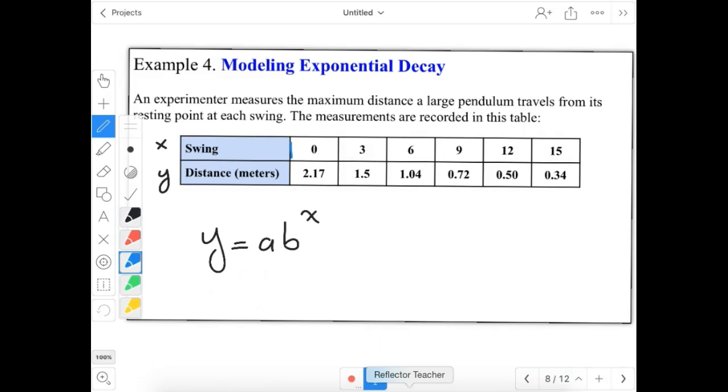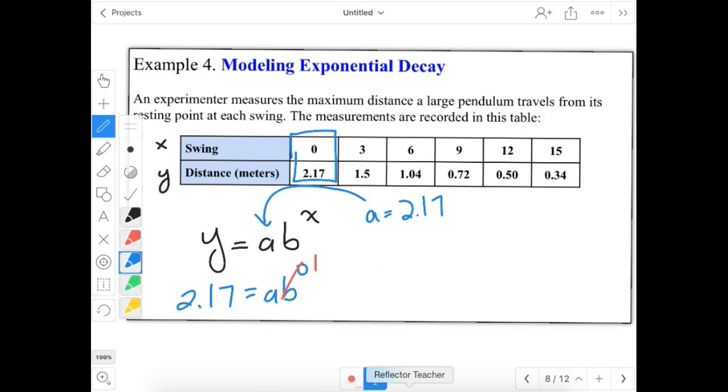So I'm going to always use that initial value. The reason is that I know that anything raised to the 0 power gives me a 1, so 1 times a is a. That means our a value is 2.17. Okay? Then we can plug that into our equation and use our next point to solve for b.